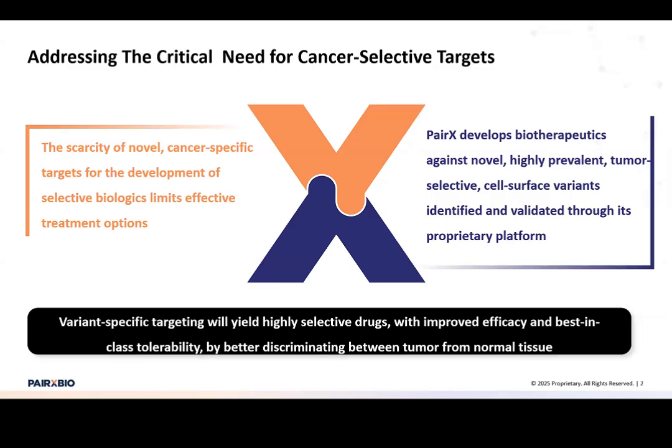We are a company that looks at alternative splicing, and the reason for this is that we believe there is this critical need for cancer selective targets. The critical question that we are trying to address is this scarcity of novel cancer selective targets for the development of selective biologics, which is a limiting factor in effective treatment options. Our platform allows us to identify cancer selective and highly prevalent tumor selective variants to develop therapeutics around.